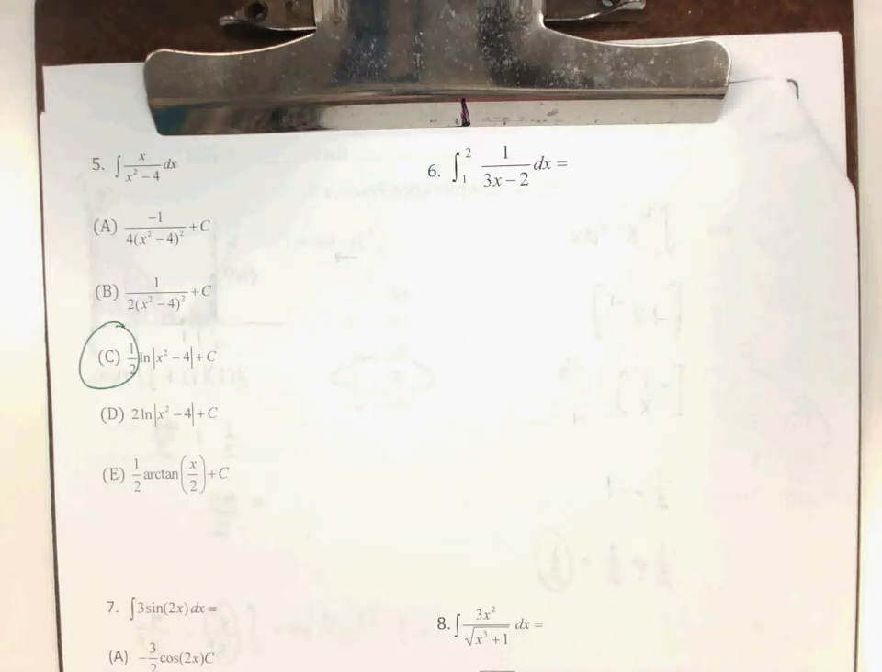Okay, so this turns into x over u. Remember, you have to switch that to a u. And then what happens with x and x? So then that 2 is going to come to the front. So it's going to be a 1/2 integral.